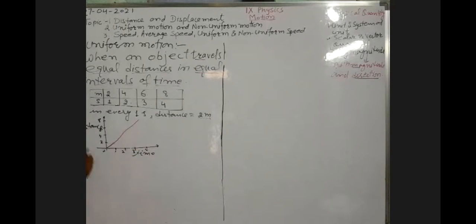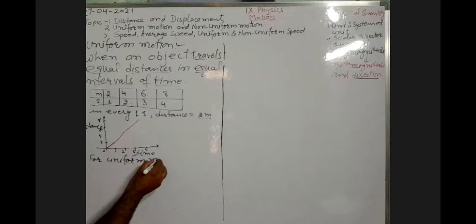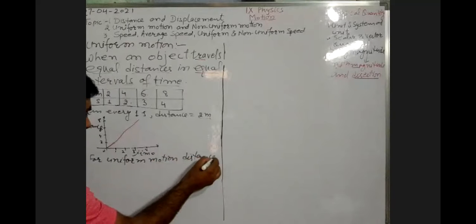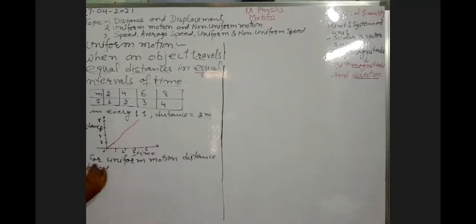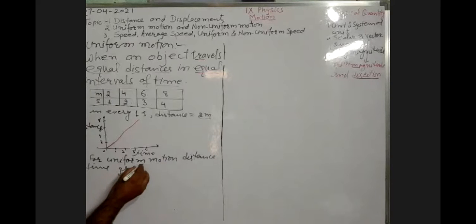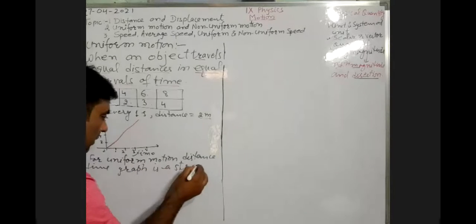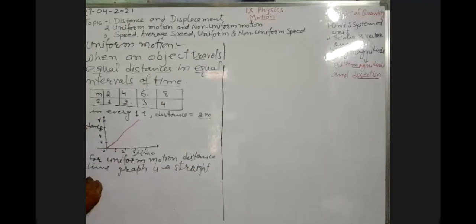From this information, it is very clear that the distance-time graph is a straight line for uniform motion. So the distance-time graph for uniform motion is a straight line.